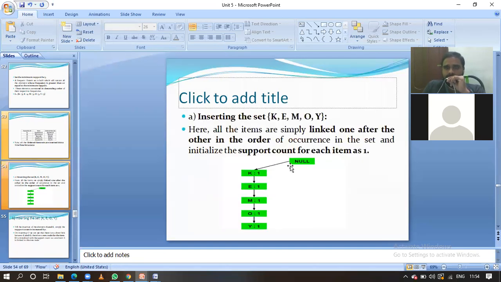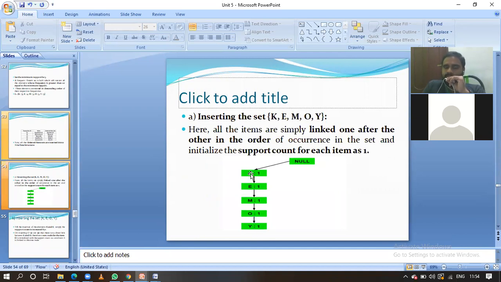Here is the tree like structure. First, initially we have to take the null, guys. Initially we take the null and insert each and every item into it. Since initially there is nothing there, we have to insert this KEMOY into this tree like structure.